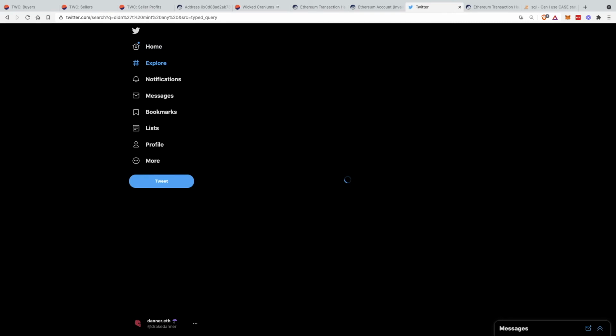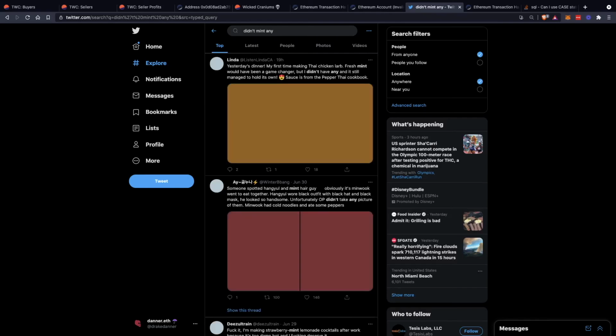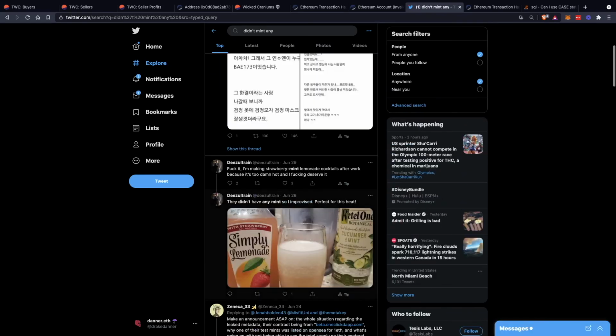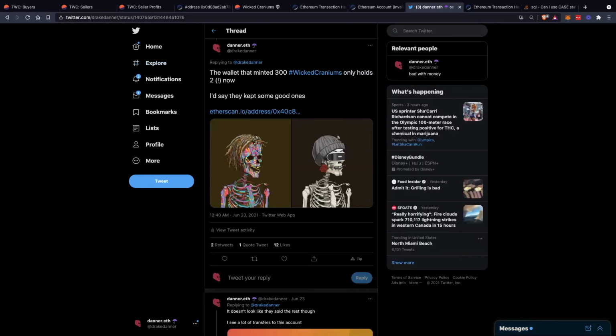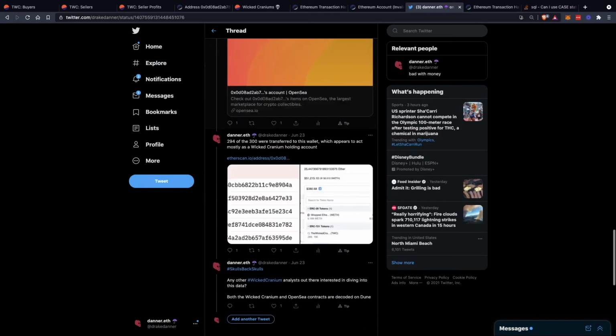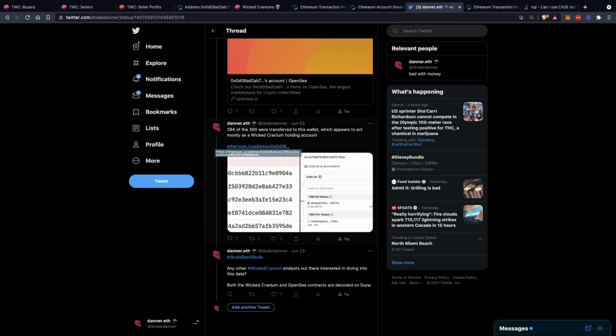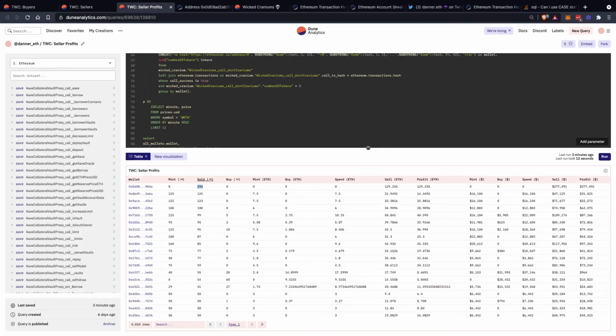This is going to be a little scavenger hunt, but there it is. Okay. So the wallet that minted 300 Wicked Craniums held only 2, and then they transferred them all to this account. If we just hover here, this is the 904A account, which matches this account here. So impressively, they sold all of these after transferring them.